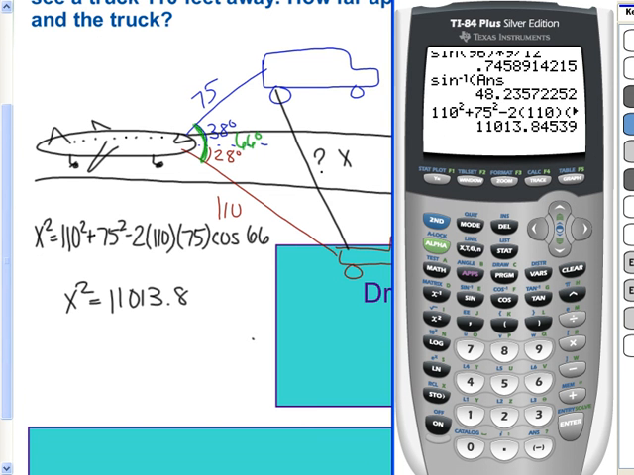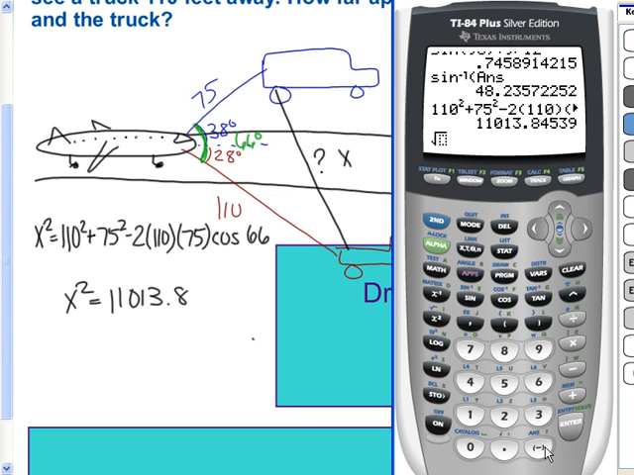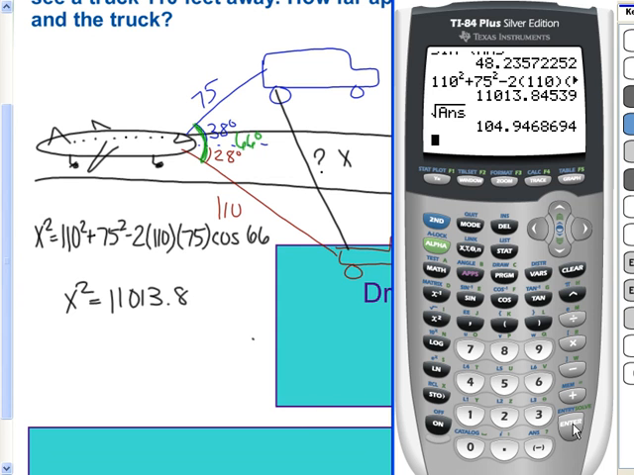Yep. Now, how do we get rid of x squared? We square root it. So square root, second answer. And we get 104.9.